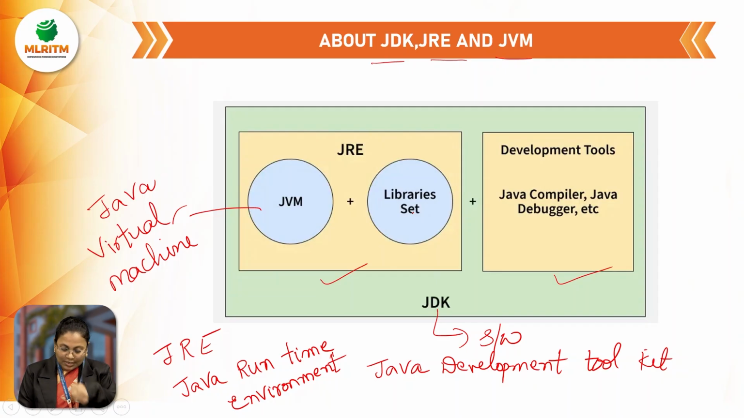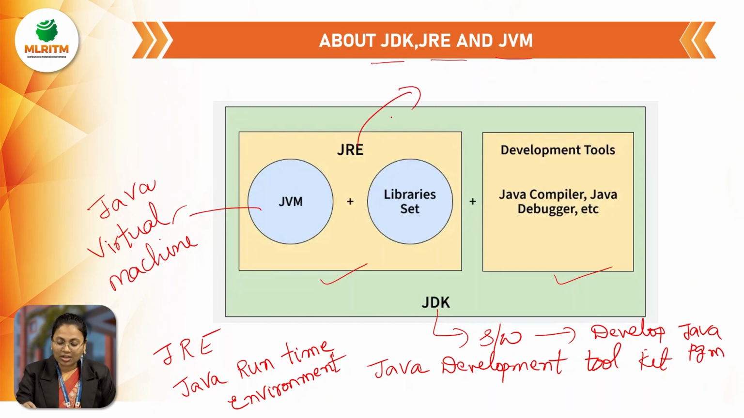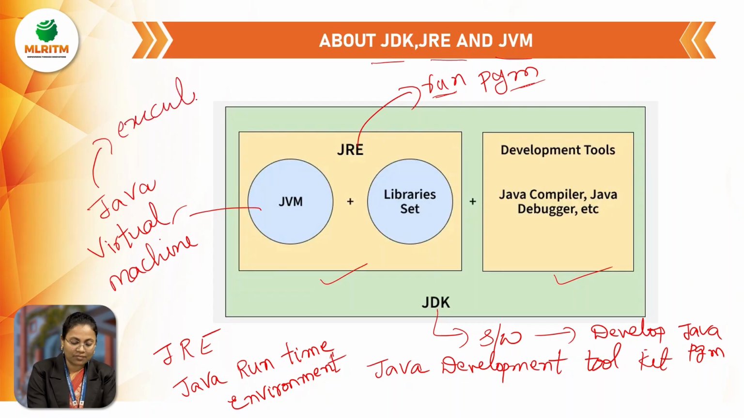By using JDK, we can develop the Java program. We can write the code for Java programs. But by using JRE, we cannot develop the program, we just run the program. Just by using only JRE, we cannot write the Java program. We just run the Java-based applications with the help of JRE. And mostly JVM is used for executing the Java programs.